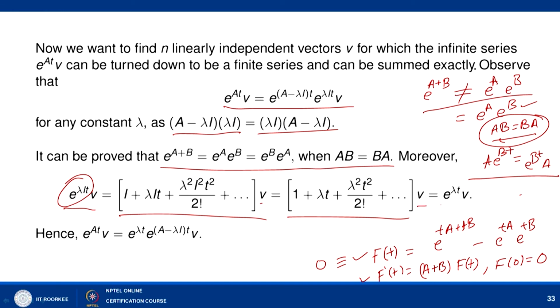So, e to the power lambda I t v is nothing but e to the power lambda t v. It means that you can write e to the power at v equal to e to the power lambda t into e to the power (a minus lambda I)t v. So, here we have this simplification, if we choose v in a way such that this can be truncated in a finite number of terms.